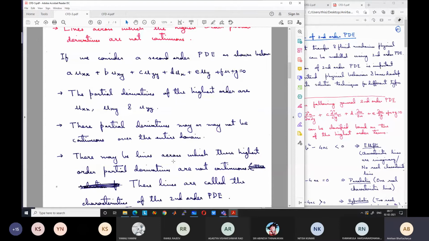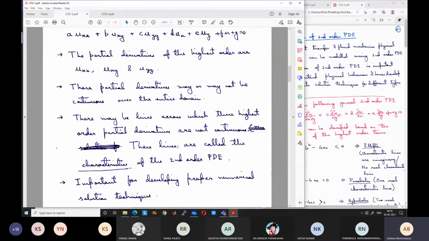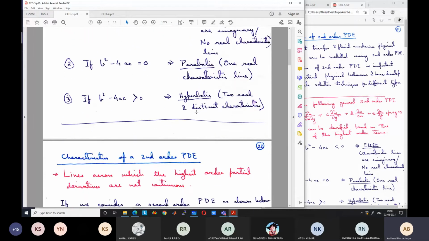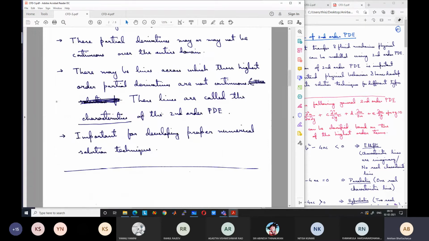So these lines where the highest order derivatives are discontinuous, not continuous, are known as characteristics. For elliptic equations, there is no region in the domain where there is any discontinuity, because there are no real characteristics. For parabolic type of behavior, or physical phenomena governed by parabolic equations, there is a single line over which there is discontinuity in the domain. For hyperbolic type of behavior, there are two lines in the domain over which there is discontinuity. We will see through some examples and it will become more clear.